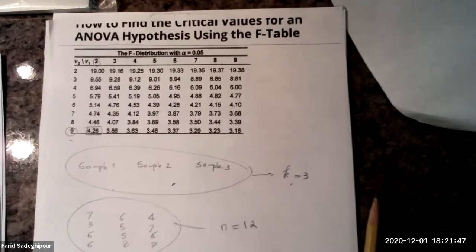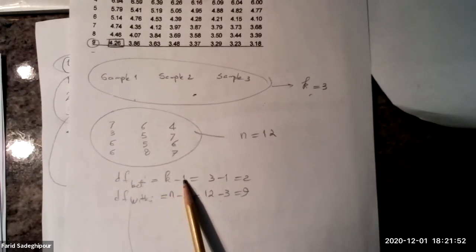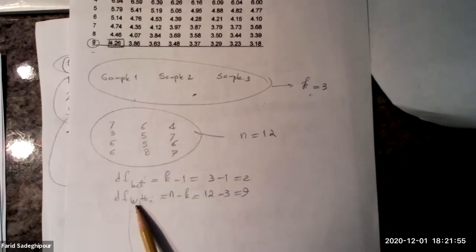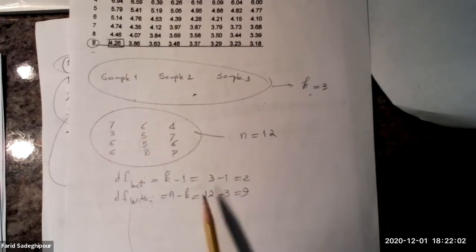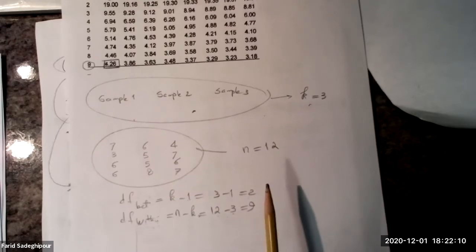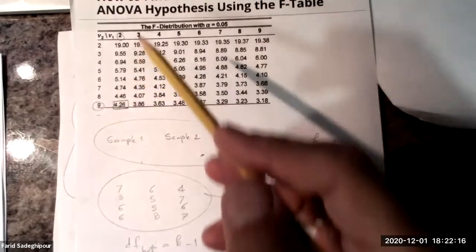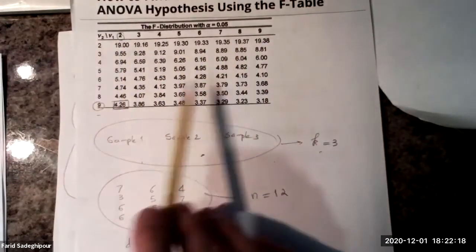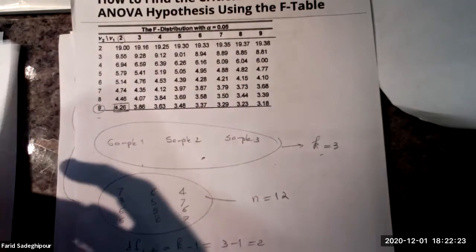So in this kind of problem, there are always 2 DF. One DF is K minus 1, which is 2. The other DF, they call it DF within. This is DF between. The degree of freedom within is N minus K. N is 12. There are 12 numbers to deal with. And 3 is the K. So it would be 9 and 2. So DF within, you find it here, and DF between, you find it at the top. And this gives you 4.26. And that's the number that is the critical value.